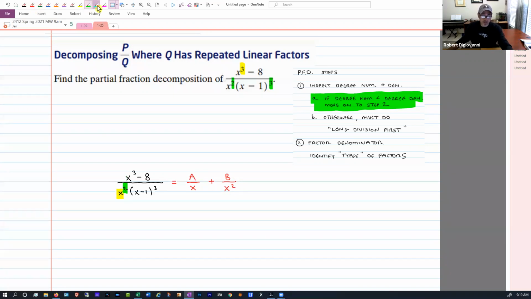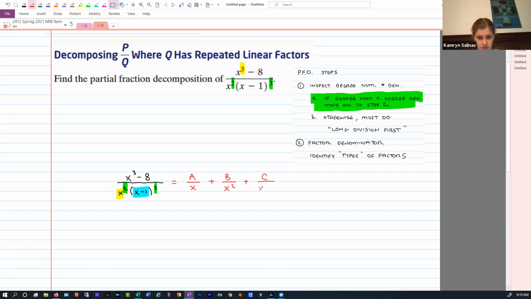Then we move on to the next factor, which is x minus 1. That is linear, but it's cubed. So that means I'm going to have to do plus, someone tell me, C over what? X minus 1. Okay, C over x minus 1, and then plus D over x minus 1 squared. And then I need another one.